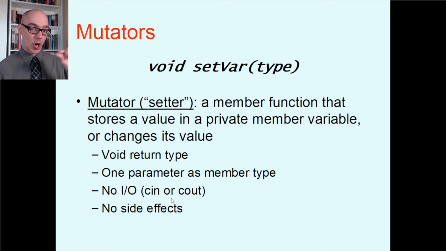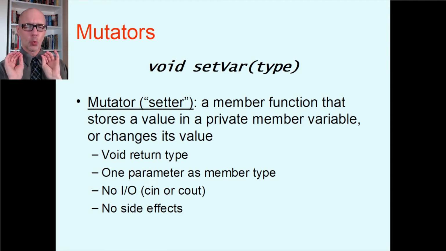Again, there will be no IO in one of these functions, definitely no cin, definitely no cout. It's not printing anything. It's just setting one of the member variables. That's the point of a setter. And again, no side effects. Don't change other variables. Don't print stuff to the screen. Don't open a file. Just save the data that's coming into the function in the appropriate member variable. That's all this does. Very, very simple functions.